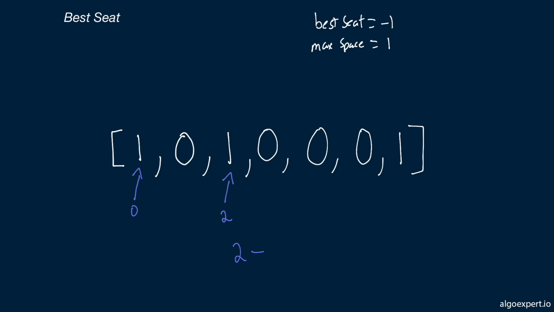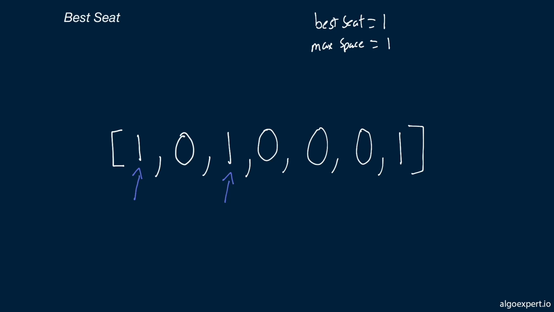And then the best seat is the index between the 2 pointers. So that is 2 plus 0, and then we divide by 2, which of course is going to be 1. So the index of the best seat is now 1. And now we can continue.